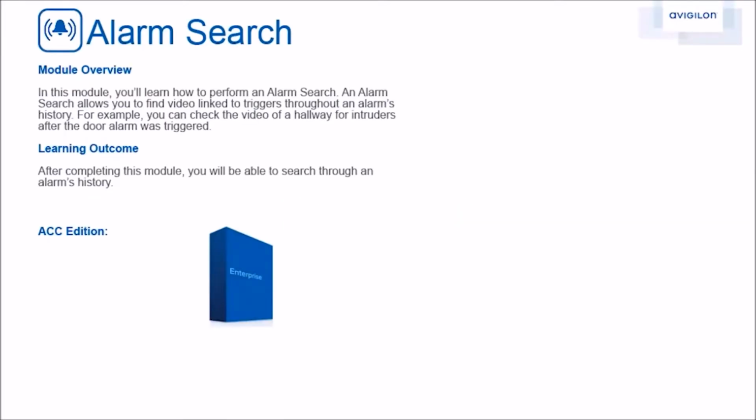In this module, you'll learn how to perform an alarm search. An alarm search allows you to find video linked to triggers throughout an alarm's history. For example, you can check the video of a hallway for intruders after the door alarm was triggered. After completing this module, you will be able to search through an alarm's history. This feature is available in this edition of ACC software.